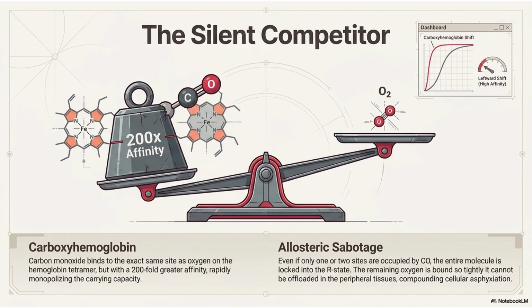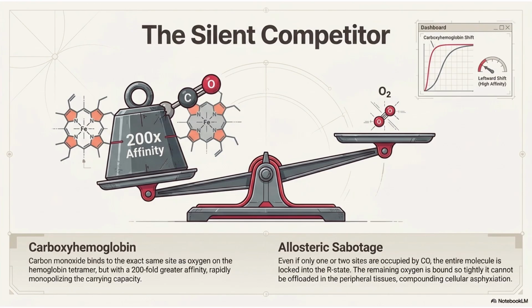Take a look at the balance scale on the slide. On one side is oxygen, on the other side is carbon monoxide. At first glance, it doesn't seem like much of a contest. After all, the air we breathe contains far more oxygen than carbon monoxide. So why is carbon monoxide so dangerous?